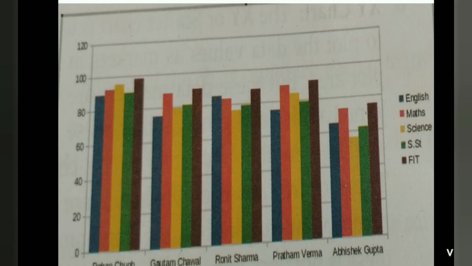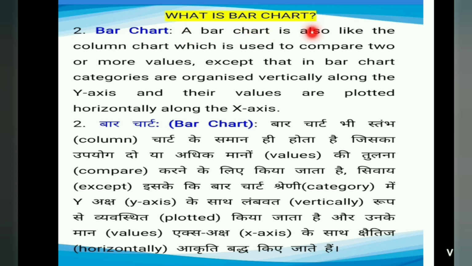Next is the bar chart. A bar chart is also like a column chart. We compare values in this also, and we can compare more than two values. Except that in a bar chart the categories are organized differently: we plot the categories vertically and the values horizontally.